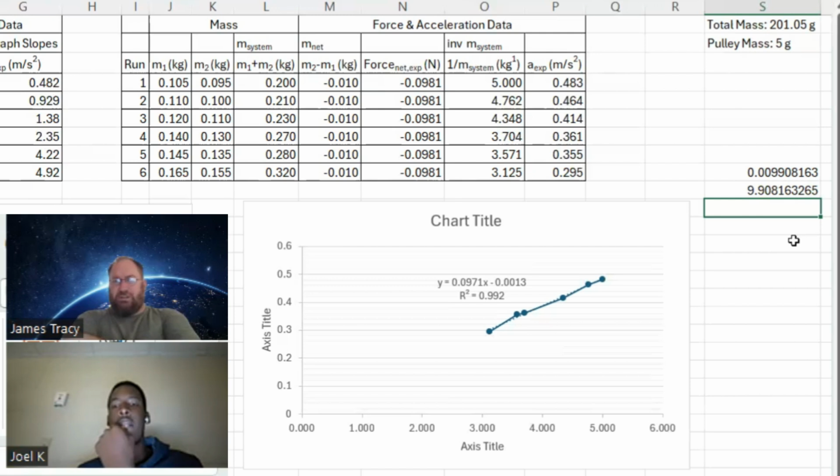Which mass did you put the calibrating mass on? Is mass 1. With the 100 gram? Yeah. Okay.